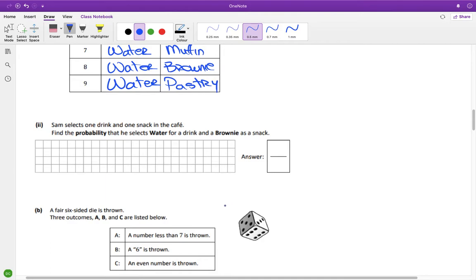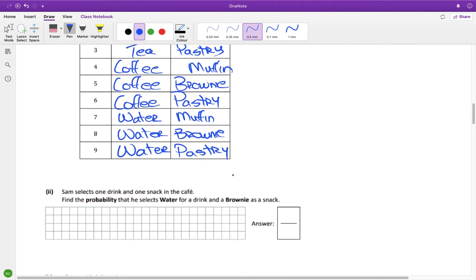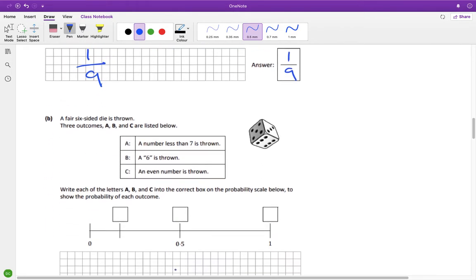Sam selects one drink and one snack in the cafe. Find the probability that he selects water for a drink and brownie for a snack. So water and brownie is this option here. So that only happens once out of a total of 9. So the answer is 1 out of 9 times. He chooses water and brownie.